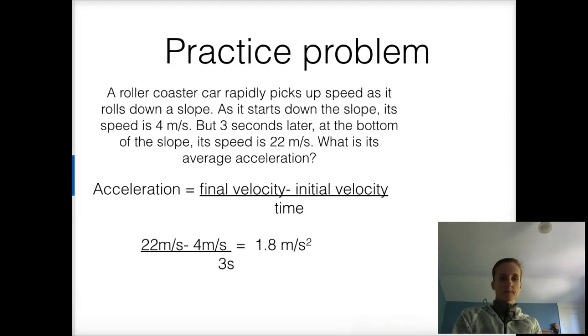So let's practice a couple of problems. A roller coaster is rapidly picking up speed as it rolls down a slope. As it starts down the slope, its speed is 4 meters per second. But 3 seconds later, at the bottom of the slope, its speed is 22 meters per second. What is the average acceleration? So ask yourself, what is my final velocity? Final velocity is at the end of the acceleration. It says 3 seconds later the velocity was 22 meters per second. What is the initial velocity? At the beginning of the slope it was 4 meters per second. And what was the time it took to change? 3 seconds. So 22 meters per second minus 4 meters per second divided by 3 seconds. 22 minus 4 divided by 3 is 1.8 meters per second squared.